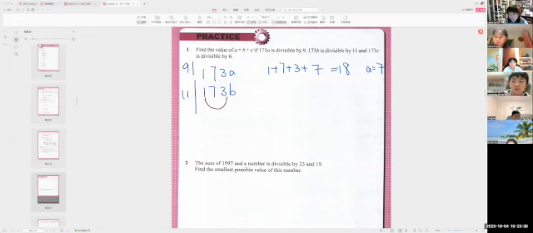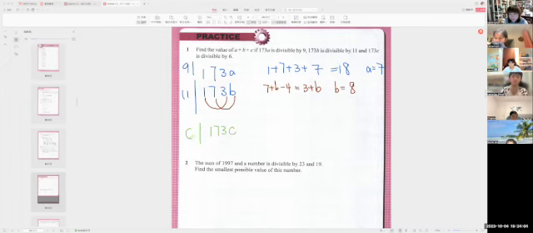Okay, so Jason, do you still remember what is the divisibility rule for 11? It's like zigzag, right? So 7 plus b minus 4 is divisible by 11. So basically, 3 plus b must be divisible by 11. So b equals what? 8. Very good.